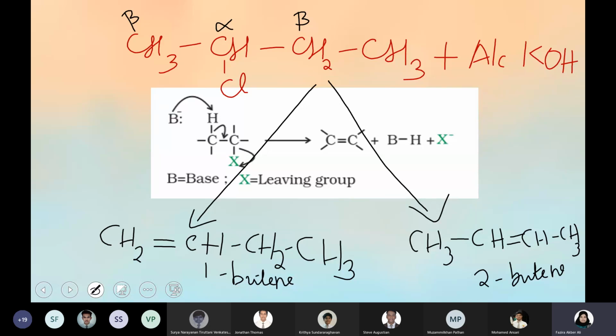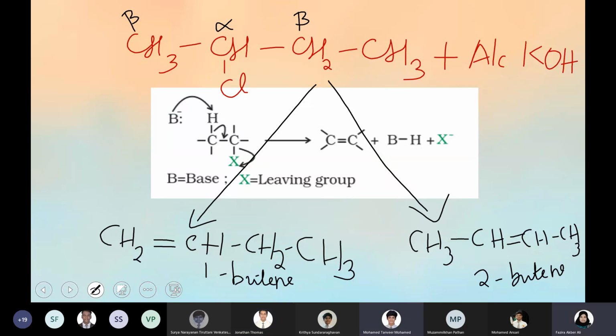There is a rule which will help us determine the major product in this reaction. Which one will be the major product, 1-butene or 2-butene? Anyone? Even if it's a no, please unmute yourself and talk. Otherwise I will not understand whether you are there or not. Repeat the question.